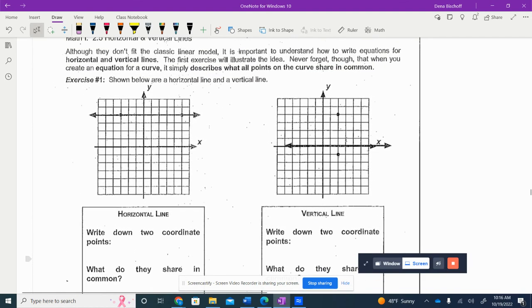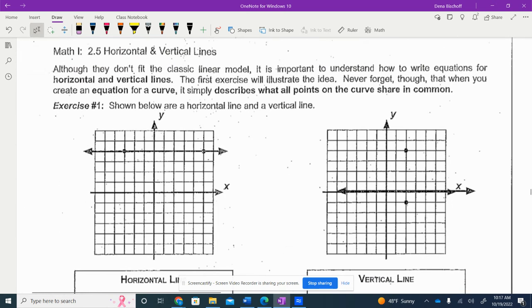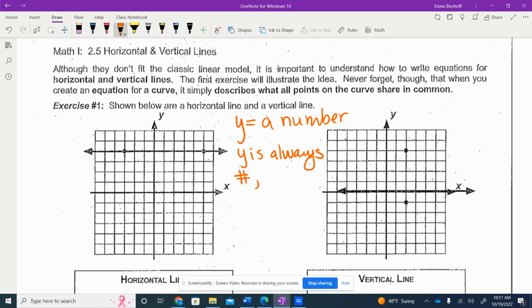Today's lesson is over horizontal and vertical lines. Now, we've written equations for horizontal and vertical lines several times. So remember that a horizontal line has an equation y equals a number. There's no x involved there because this means that y is always this number regardless of what x is.